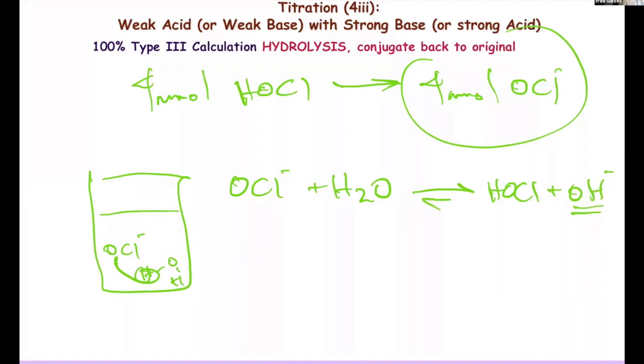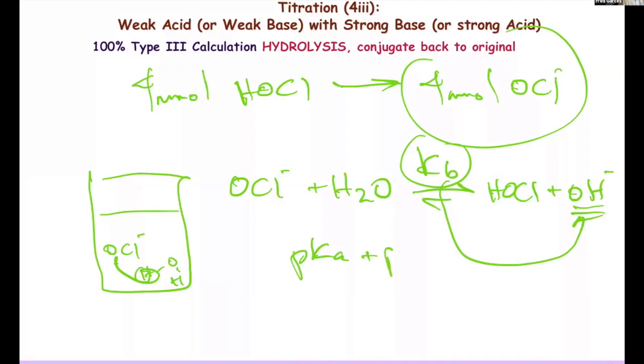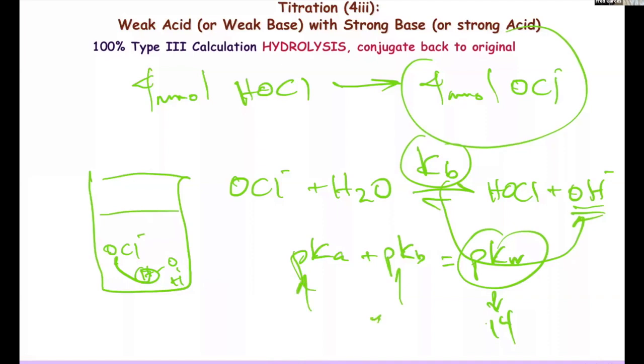notice that tells you it's a Kb. That right there tells you it's a Kb problem. So how do you calculate Kb? Well, if you know Ka, pKa plus pKb equals pKw. And this is generally 14 at 25 degrees. We already said that this was about 7.46. So just take 14 and subtract 7.46 from that, and you got the pKb.